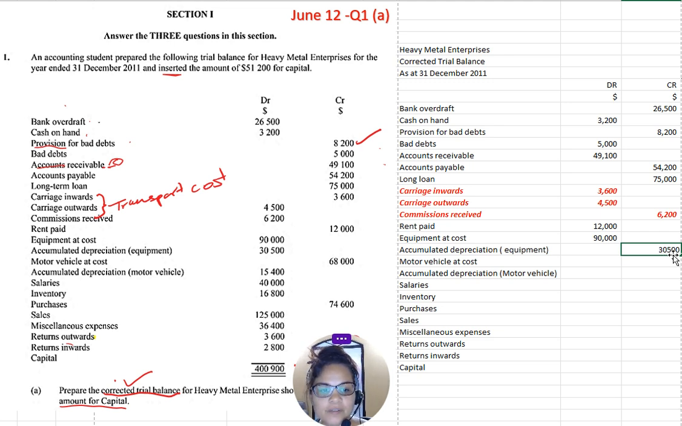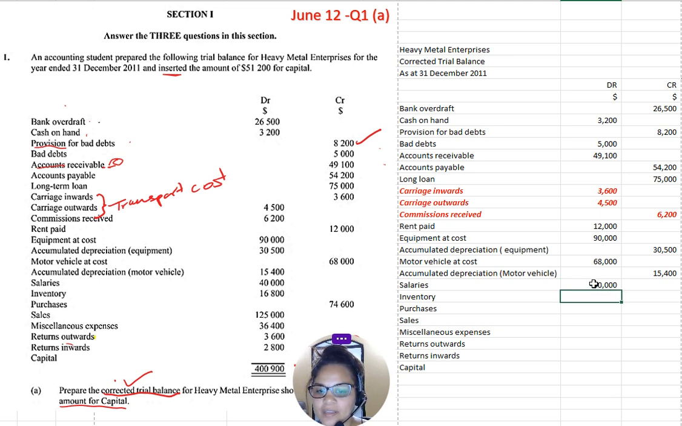So 3,500. Well, motor vehicle and the accumulated depreciation for motor vehicle, we treat it the same way. So 68,000. And the accumulated depreciation for motor vehicle is 15,400. Salaries. Salaries is an expense, and all expenses are debit entries.